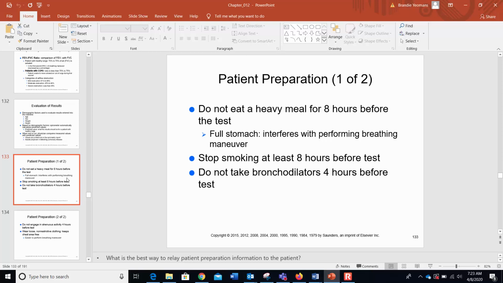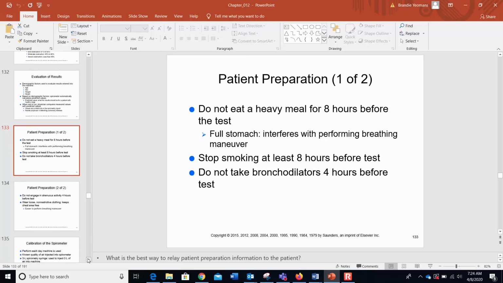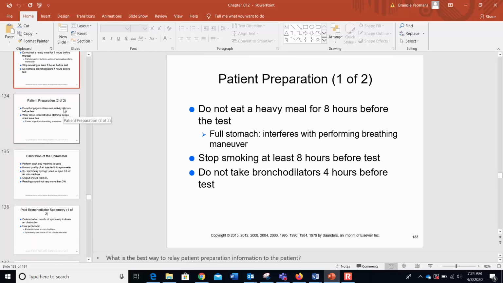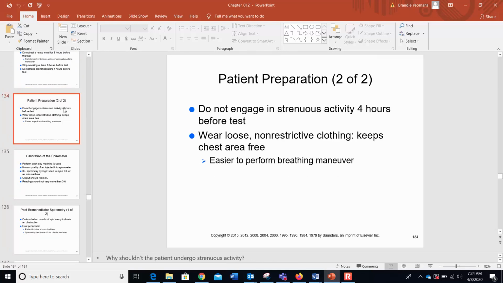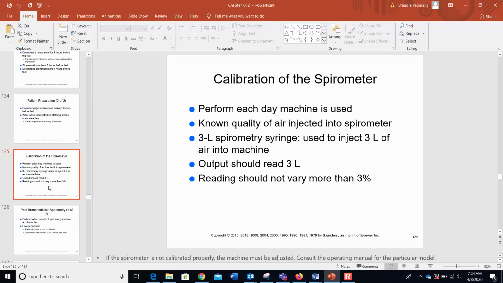And then, of course, don't take the bronchodilators 4 hours before the test. They're not using those inhalers, so that might be difficult for your asthmatics and your COPD patients that have to use those inhalers on a regular basis. We want them to come in not having engaged in strenuous activity for 4 hours before the test. And then we would like for them to wear loose, non-restrictive clothing so that their chest can expand easily, but they also feel comfortable when they're doing their deep breathing.